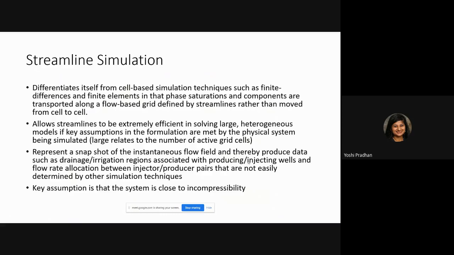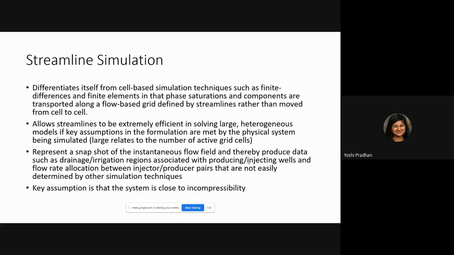So now I'll talk a little bit about streamline simulation. It differentiates itself from cell-based simulation, such as finite differences and finite elements, in that the phase saturations and components are transported along a flow-based grid defined by streamlines rather than moved from cell to cell. It allows streamlines to be extremely efficient in solving large heterogeneous models if key assumptions in the formulation are met by the physical system being simulated.